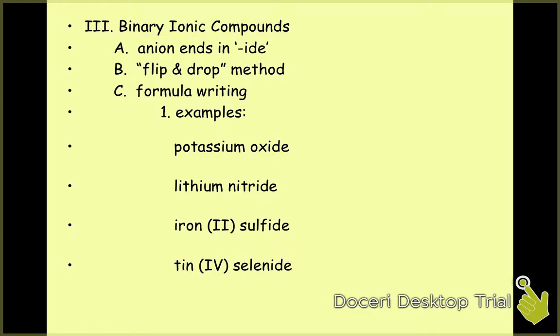And in the second example, lithium has a charge of +1 from its column. Nitride. Remember, this is -3. Nitrate and nitrite are that exception, but nitride is just N-3. Now we flip and drop, and we end up with Li3N.